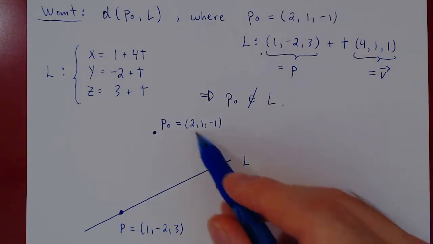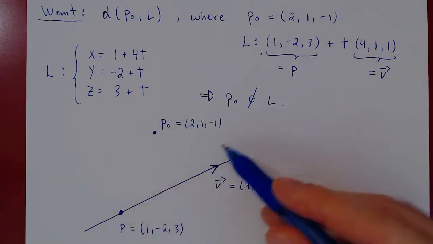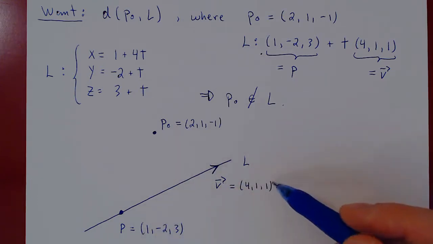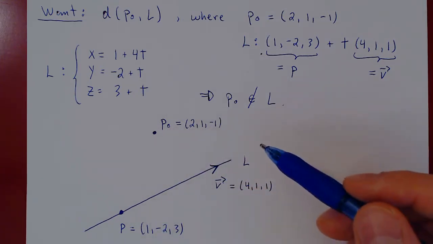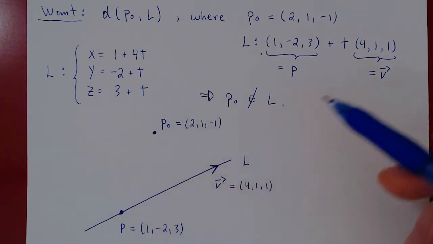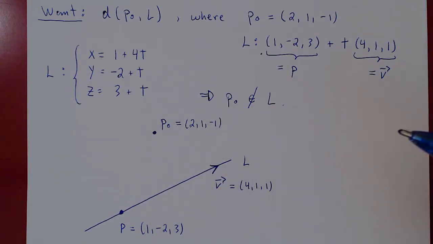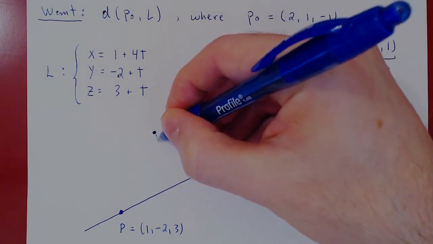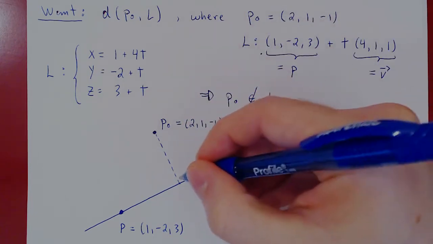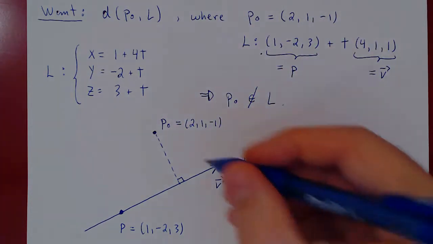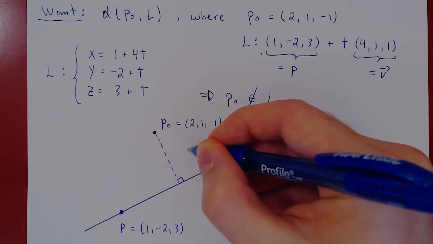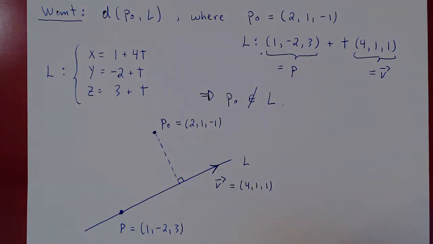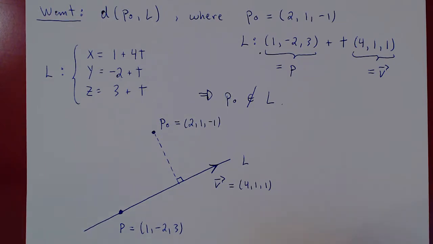The question is now that we have included all key elements, the line with its anchor point and its directional vector, and the point P naught, how do we find the distance between this point and the line? As always, visualize the line segment whose length is the distance. Well, that would mean connecting P naught with the line L in an orthogonal fashion. And the length of this segment is our distance, right? This is our distance.